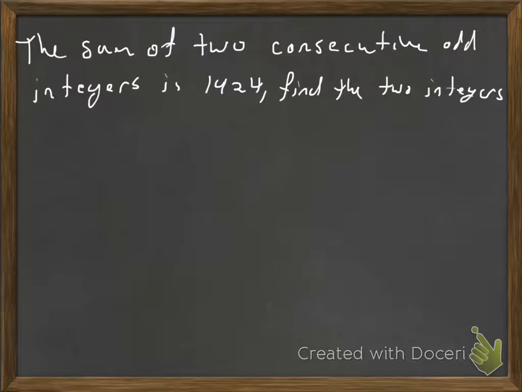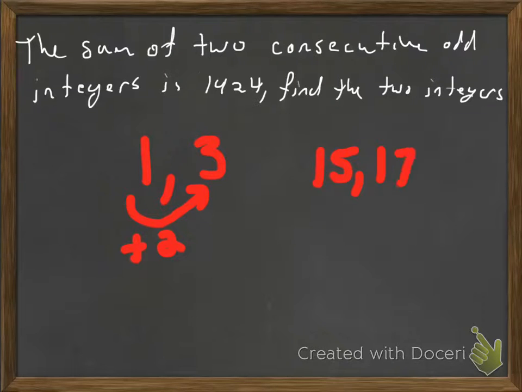Okay, so we'll do real basic. Like if we go with 1, 1's an odd number, so odd numbers are not going to be divisible by 2. The next consecutive odd integer would be 3. So to get from 1 to 3, I had to add 2. Now if I look at another example, let's say, I don't know, we'll look at 15. The next consecutive odd integer would be 17. So I would need to add 2.